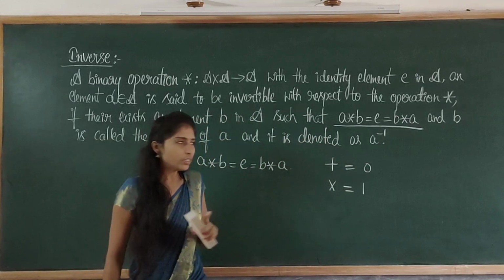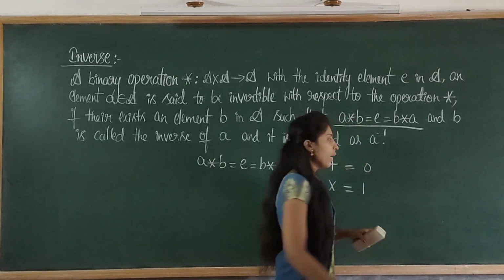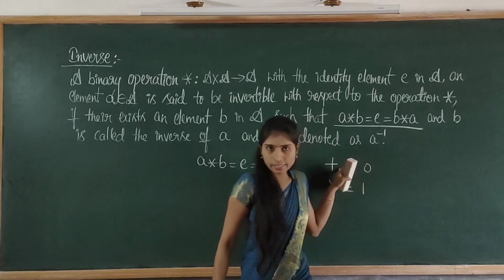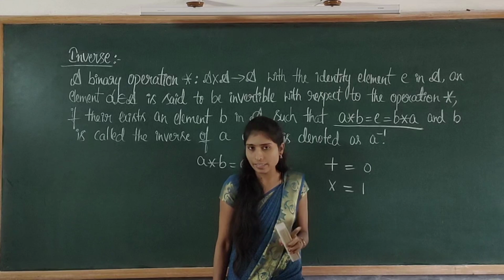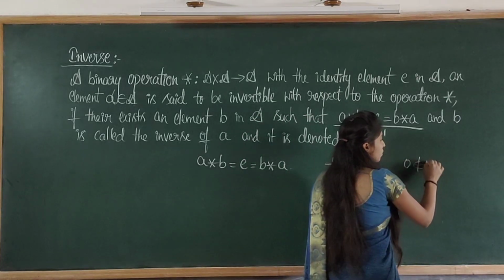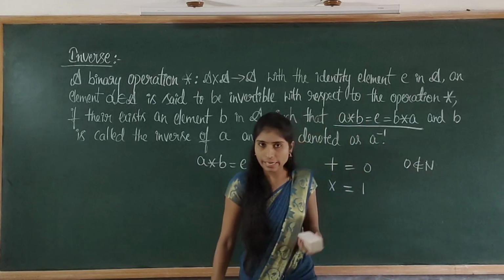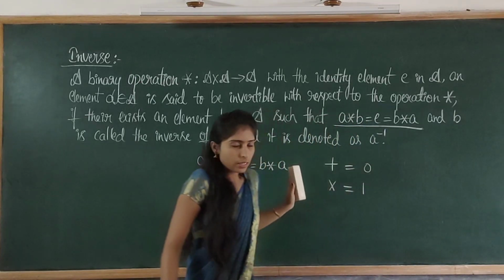Okay. I told you, in real numbers, 0 is the identity for addition. Okay, 0 and whole numbers. But it is not possible for natural numbers, because 0 does not belong to the natural numbers. So 0 is not an identity element for natural numbers. Okay. Now see this inverse.